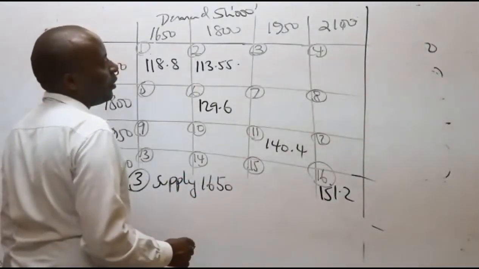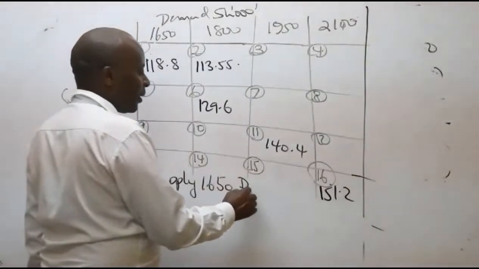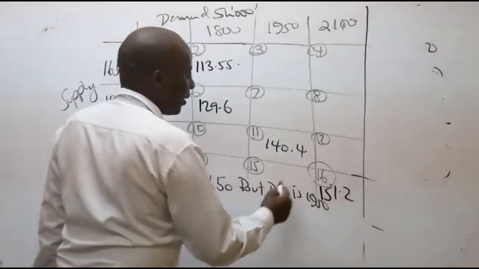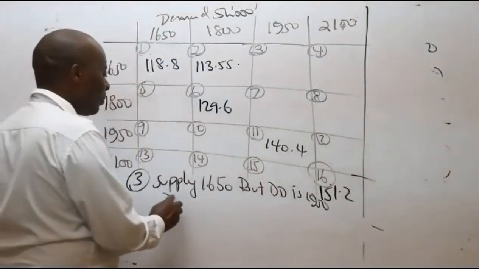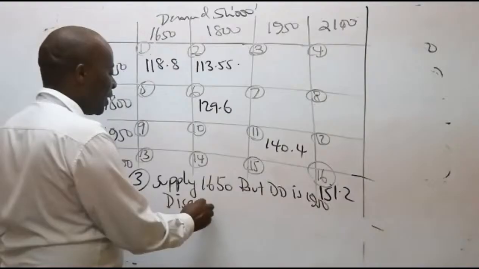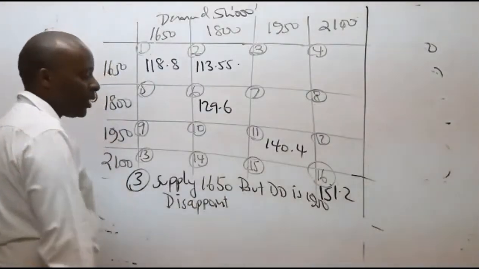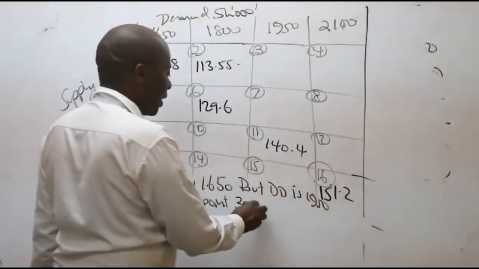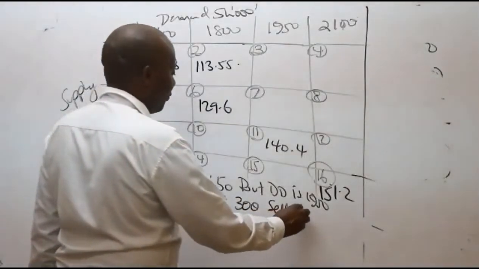Right? But demand is 1950. Meaning that we shall disappoint how many? How many shall we disappoint? Customers we shall disappoint. I'm being told it's 300. And then of course we shall sell 1650.